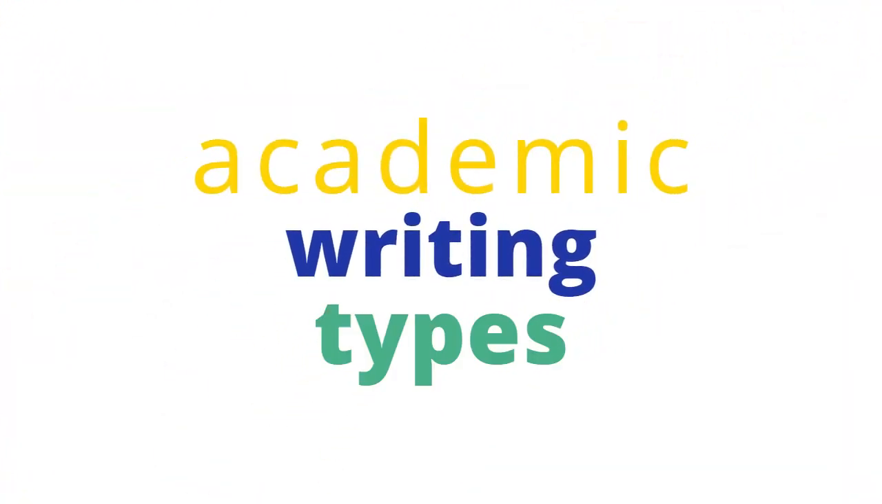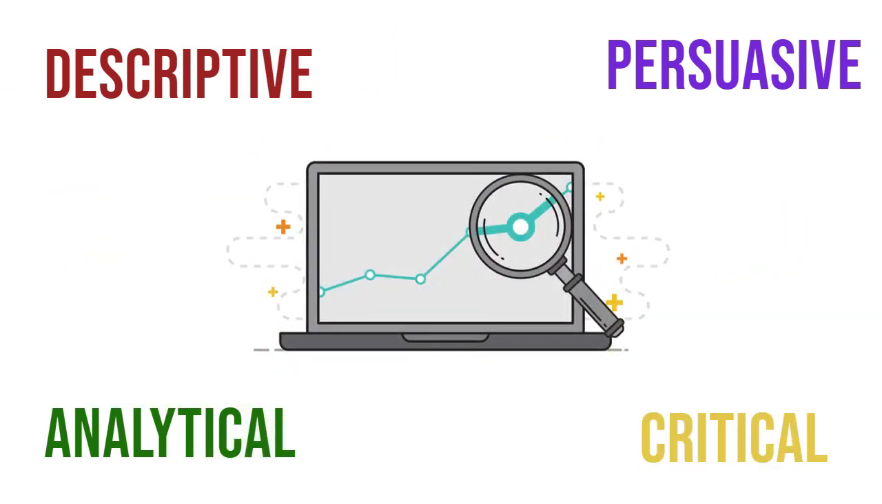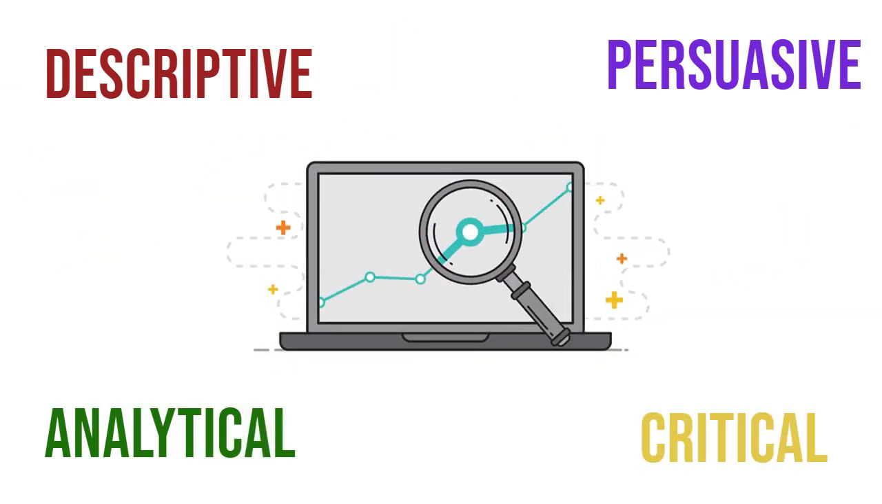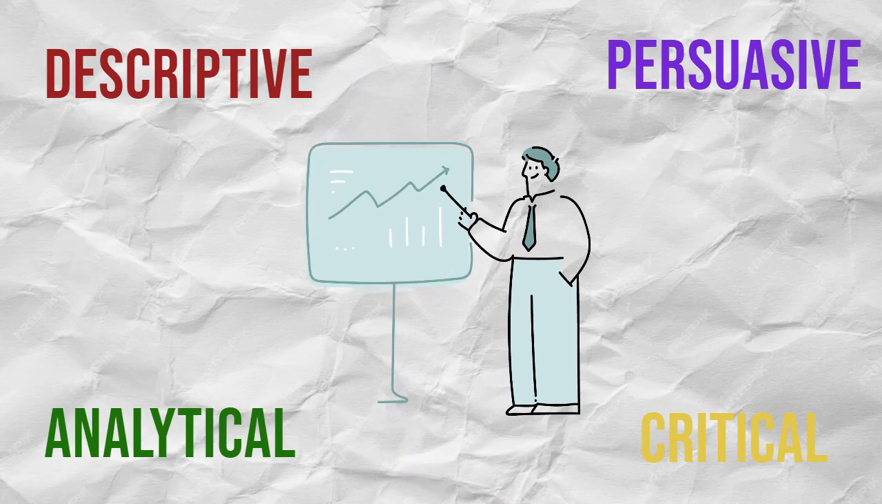Now let's see the four main types of academic writing. They are descriptive, analytical, persuasive, and critical. Each type has its own characteristics, purposes, and approaches to presenting information and arguments. Let's discuss each type in more detail.